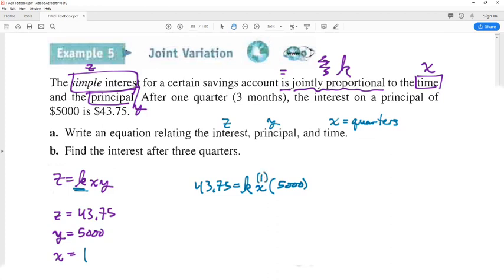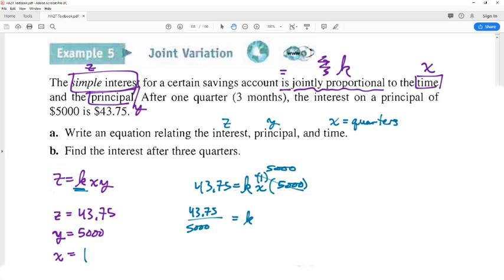So I plug in 1 for the X. Now my job is to solve for K. 1 times 5,000 is just 5,000. 5,000 times K. To get the K alone, I'm going to have to divide by 5,000. So I'm going to go 43.75 divided by 5,000.